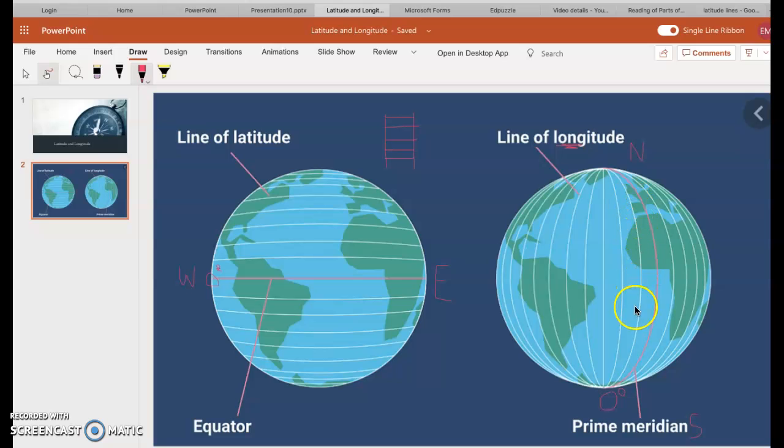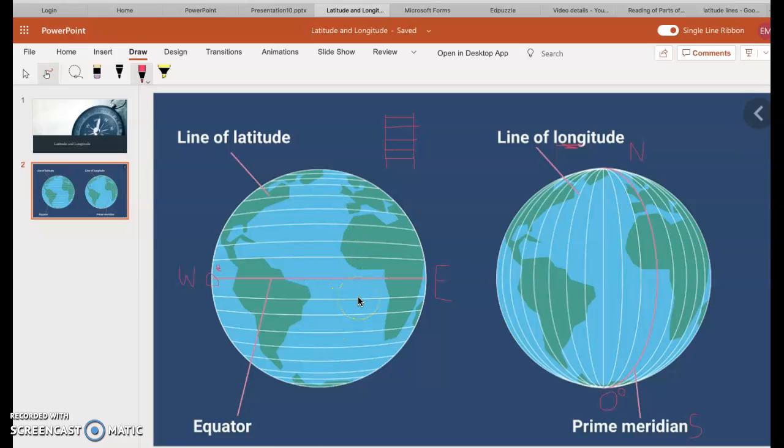Now, as you can see, there's a whole bunch of these white lines that run the same way as the prime meridian, from the north to the south. All of these white lines are going the same direction as the prime meridian. This is the line of latitude and the line of longitude.